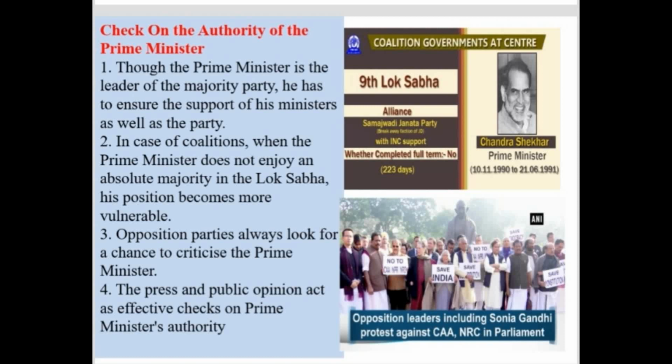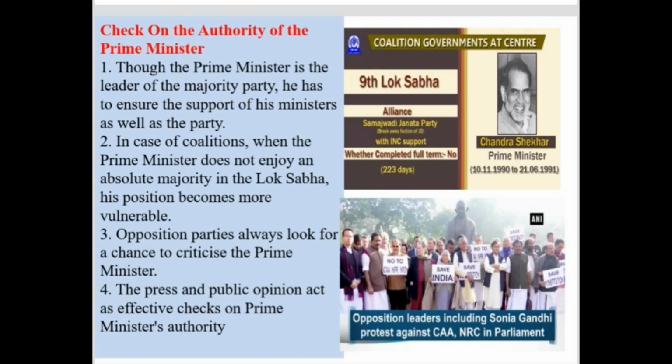And in case of coalition governments, when Prime Minister does not enjoy an absolute majority in Lok Sabha, his position becomes vulnerable. So here, coalition governments, that means a few political parties, I'll explain like this. In general elections, if no party gets majority vote share, then there is no question of forming of government, because the party which got its majority share will have the capacity to form government. If no party is having majority, during such situations, certain political parties will come together and they will nominate a person as a prime minister candidate and they may form the government.